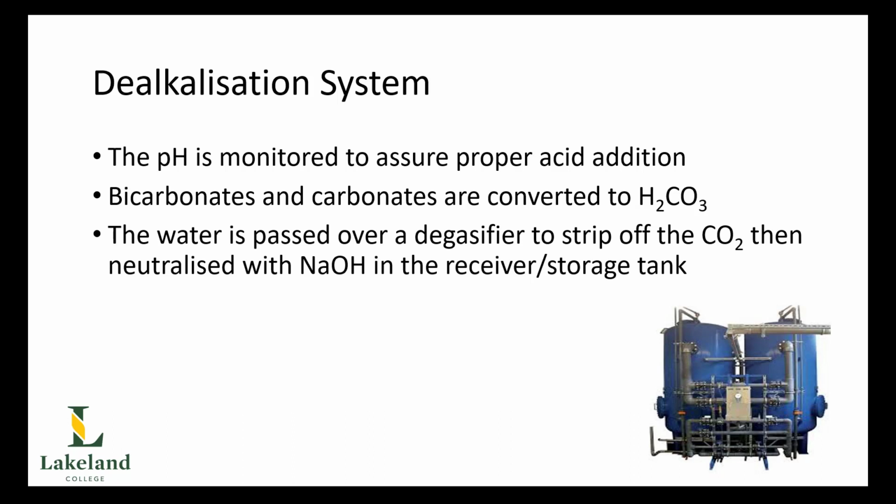Now, the bicarbonate and the carbonate species of our alkalinity are going to be converted into H2CO3, which is carbonic acid. And similar to the hydrogen zeolite softener, the water containing our carbonic acid now is going to have to be passed through a degasifying tower to remove that CO2 by aeration.